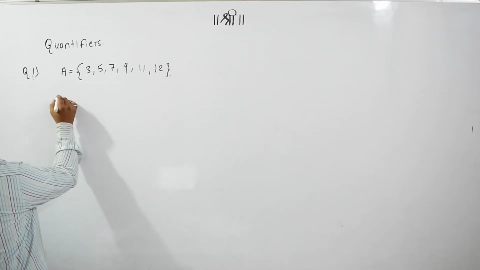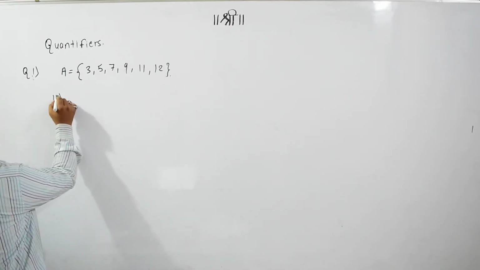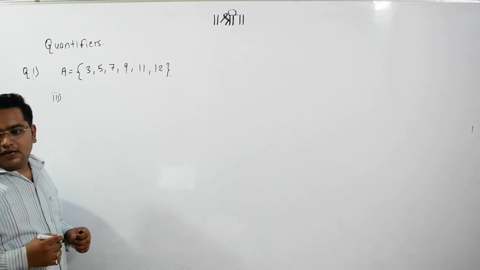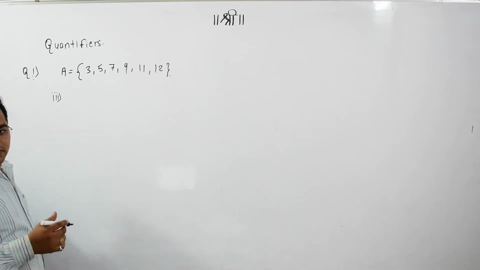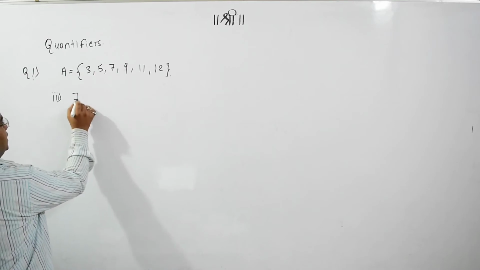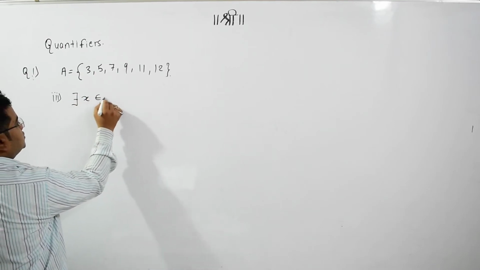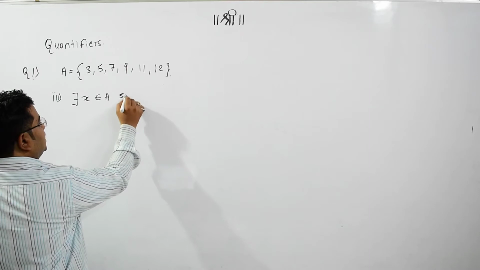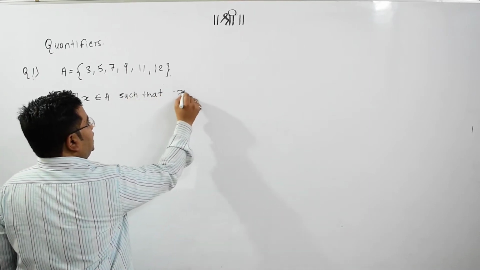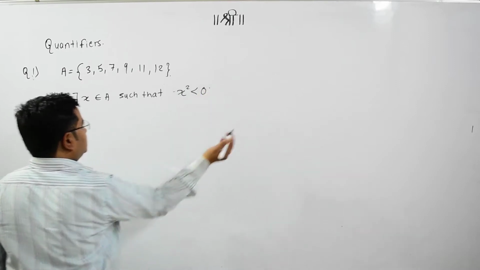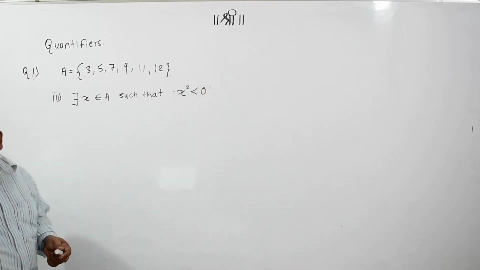Now question number 3 out of question number 1 says something like this. There exists x belongs to A such that x square is less than 0. Okay. Now it's very simple to look at.